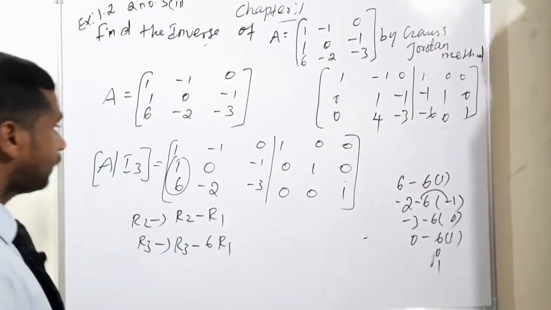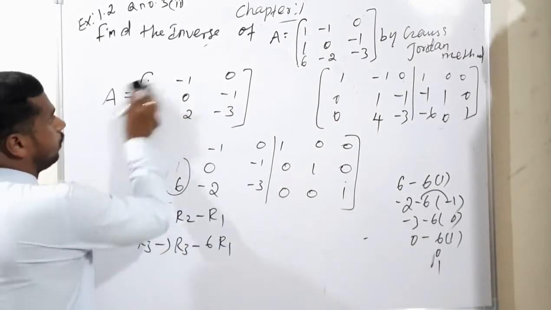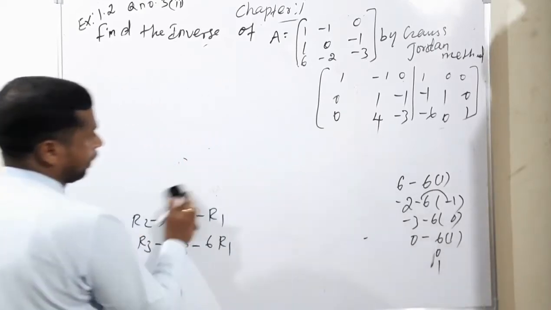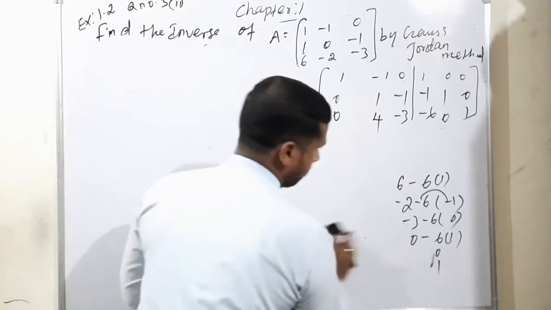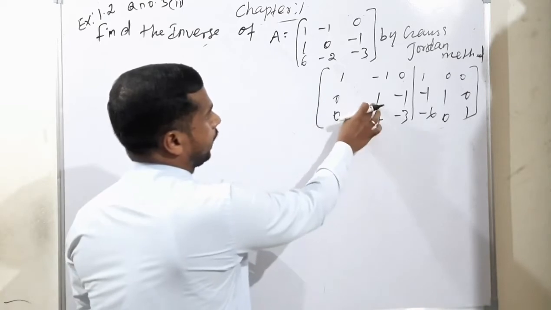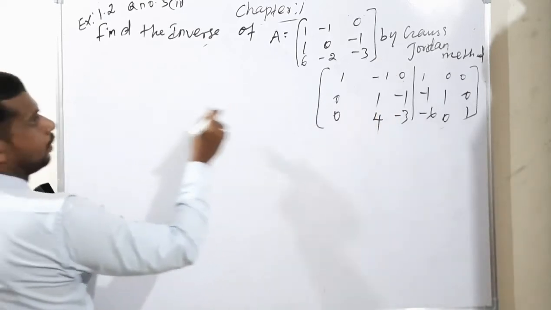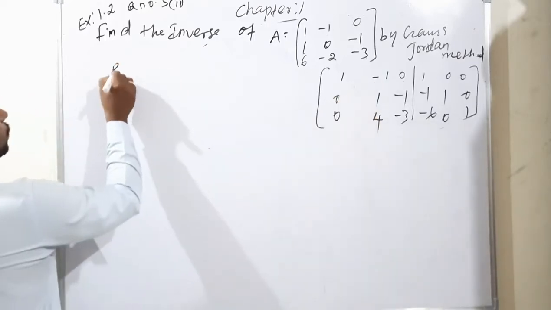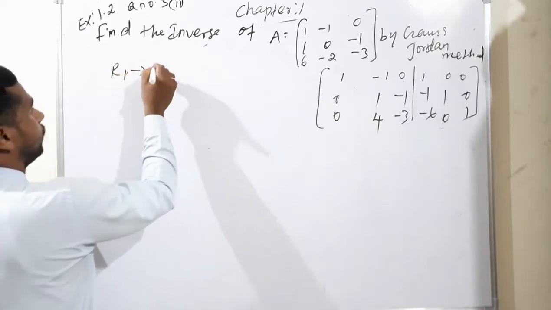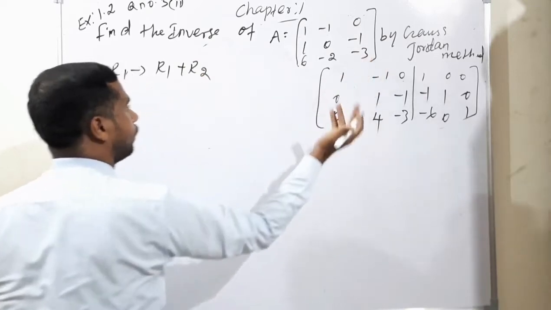Now, next term. Here also 1, the diagonal second term also 1. So under it, the 2 terms we have to make 0. What we have to do? Here definitely very easy, no? R1 we need. See here we can write it: R1 gives R1 plus R2. So definitely minus 1 plus 1 means the value will be 0.